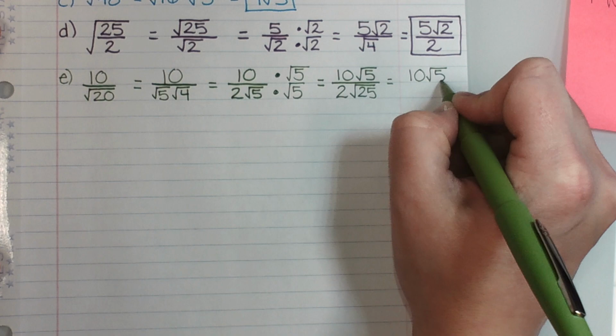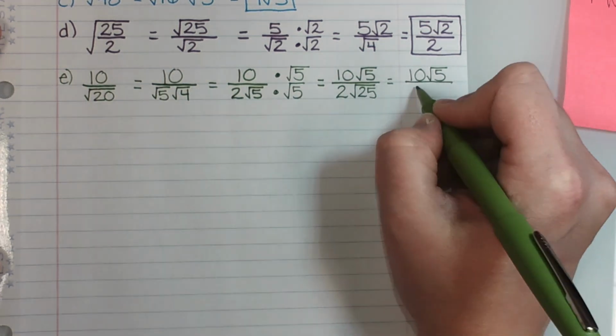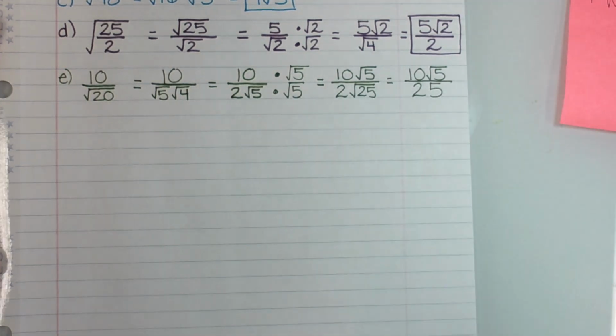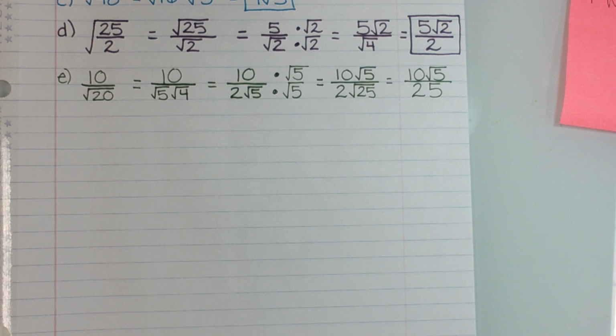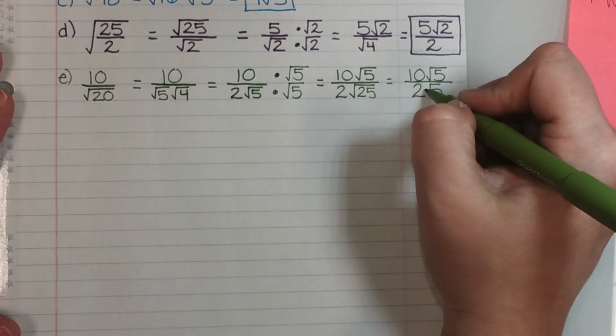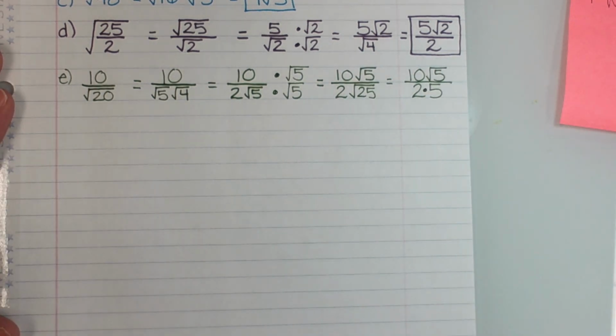Okay. The next step, I did that to turn that into a 5. One of the most common mistakes I see is people do that. Be careful. What's between the 2 and the 5? Multiplication. If you don't write that as a multiply there, it just looks like 25.